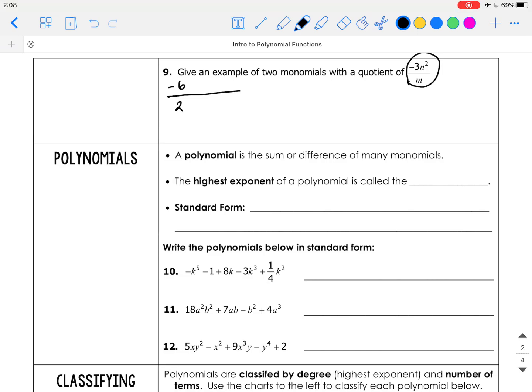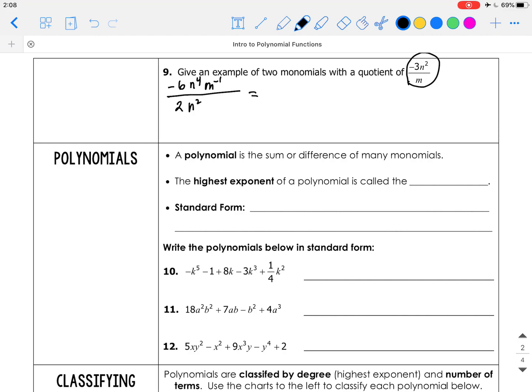And let's see, we want an n squared to be on top. So let's do n to the 4th minus n to the 2nd. That will give me 2, right? And we want an m to be on the bottom. Well, I could just make it be a negative 1.